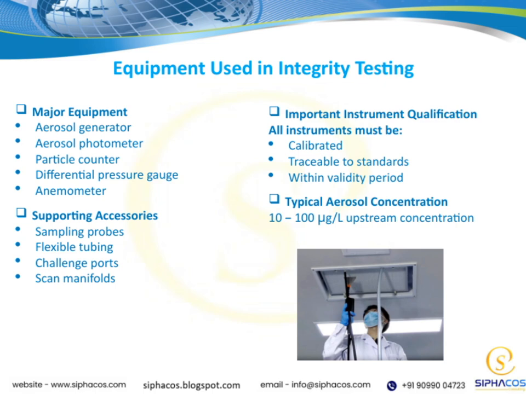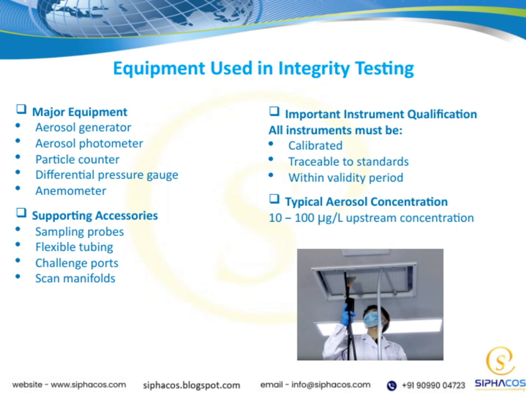Now, regarding the equipment used in these tests, we have some major tools. An aerosol generator is essential for producing the test particles, while an aerosol photometer helps us measure the concentration precisely. Particle counters are used to count and size particles, and differential pressure gauges monitor pressure differences across filters or membranes. The anemometer measures airflow velocity, which is critical for ensuring proper aerosol distribution.